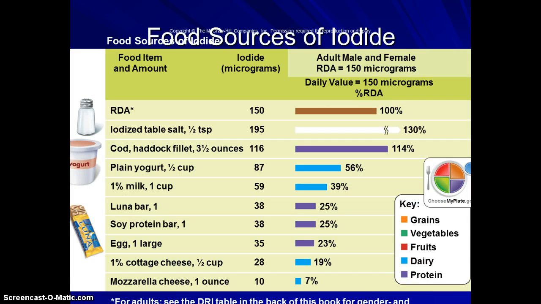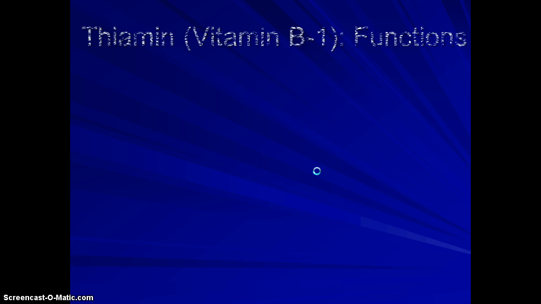Okay. So where do we get it? Again, salt, fish, milk, yogurt, and then foods like Luna Bar and Soy Protein Bar are enriched. But you can see even one serving of fish is more than adequate. If you're getting a half a cup of yogurt, so a cup of yogurt a day, you're doing fine. So most people get plenty.